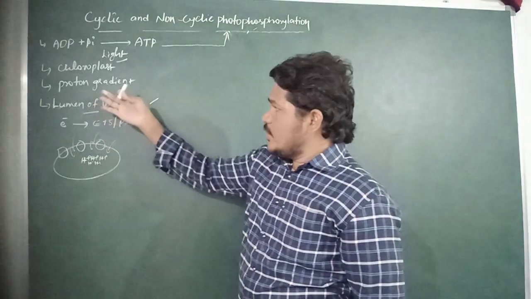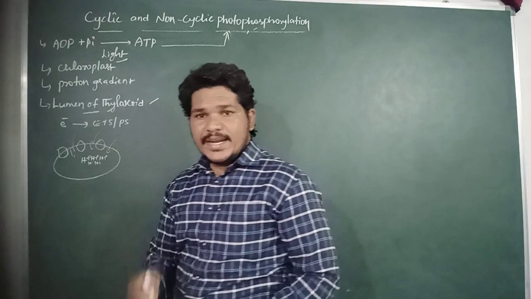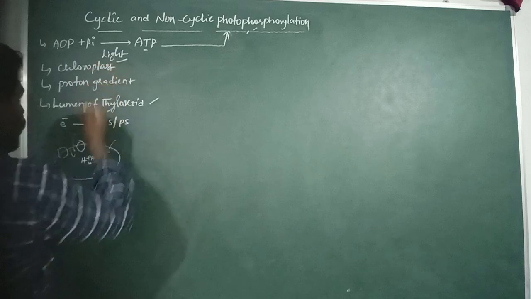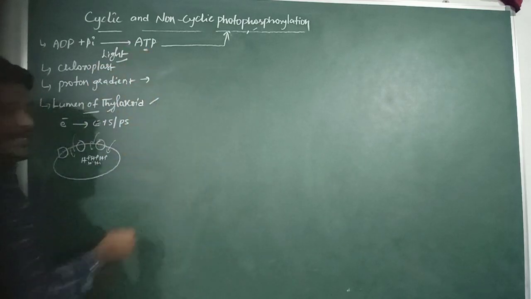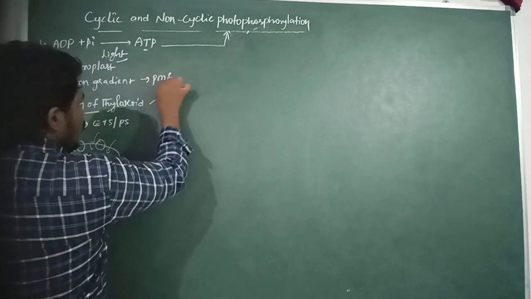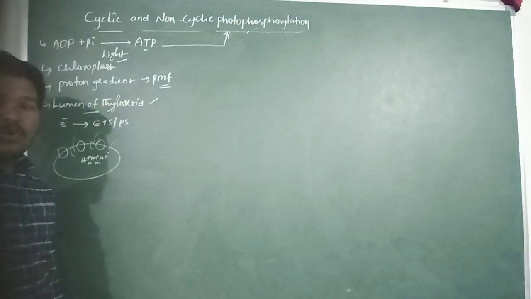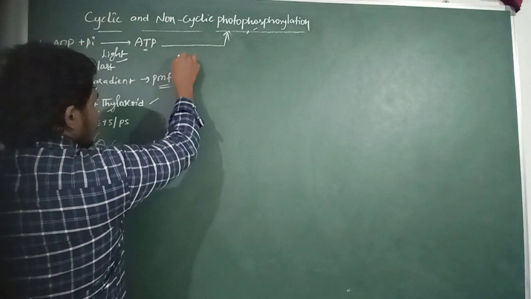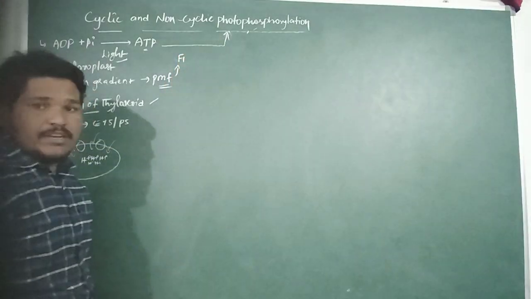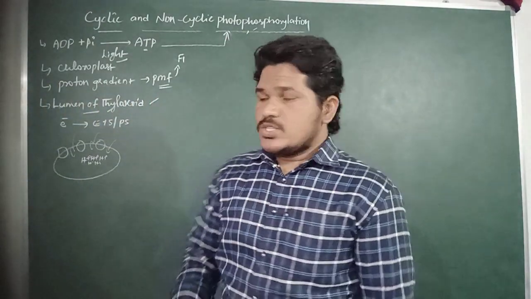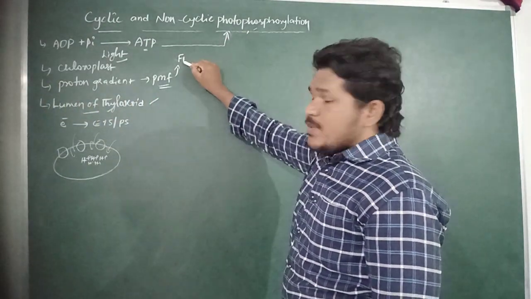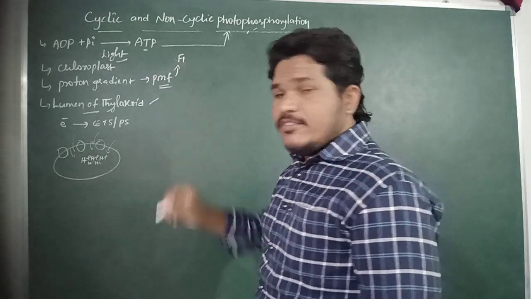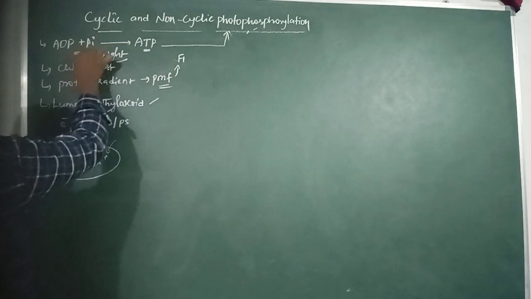And what is the use of the proton gradient? The proton gradient is required for the synthesis of ATP, because when it is broken down it releases a certain amount of energy, the proton motive force (PMF), which causes conformational changes in the F1 of ATP synthase. The F1 of ATP synthase has the catalytic activity involved in the synthesis of ATP molecule from ADP and inorganic phosphate.